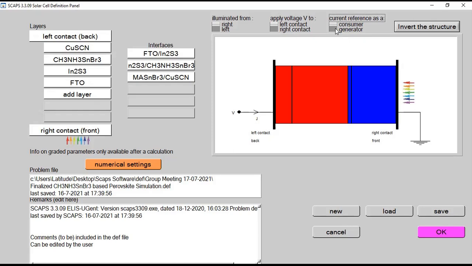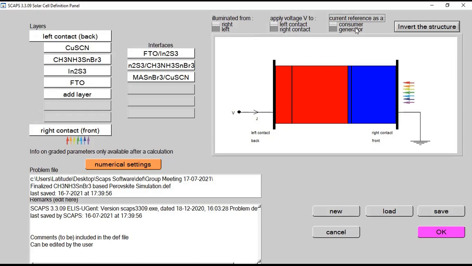Okay, so what is the reason that we should keep the applied voltage to the right contact, or the current reference as a generator or consumer? It purely depends upon your architecture, in the case of both the voltage and the illumination. If you are working with a non-inverted architecture, the voltage should be from left to right contact. If it is an inverted architecture, you can put it right to left. It purely depends upon the kind of architecture that you are going to simulate in SCAPS 1D.